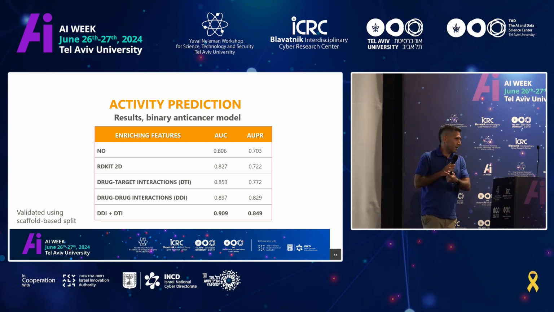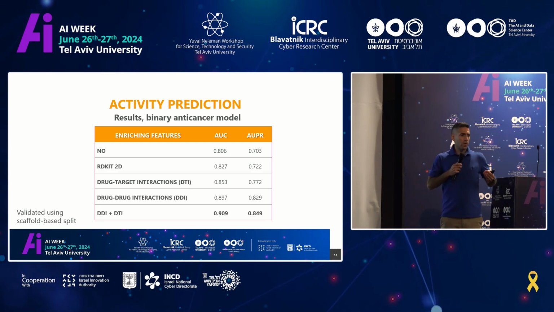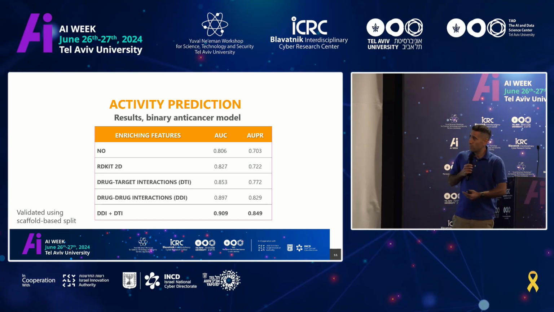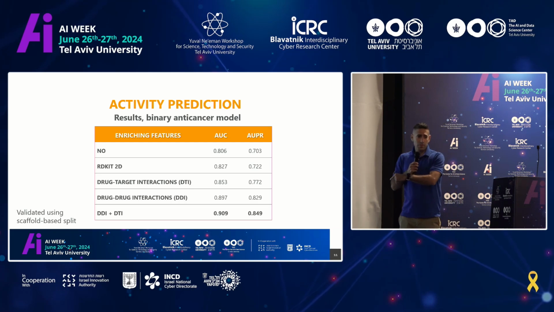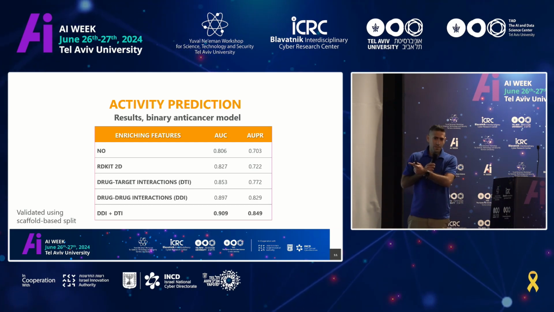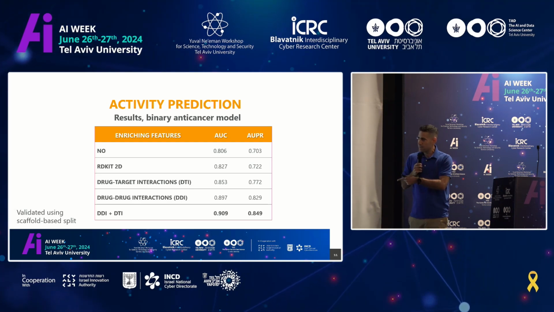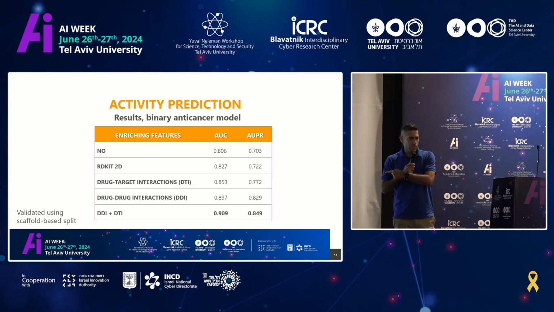Second line is adding some feature engineering over the structure of the drug, which slightly improved the result. And then we added the two types of interactions. The first type of interaction makes a lot of sense, but the second, this was a surprise. It really improved the results.